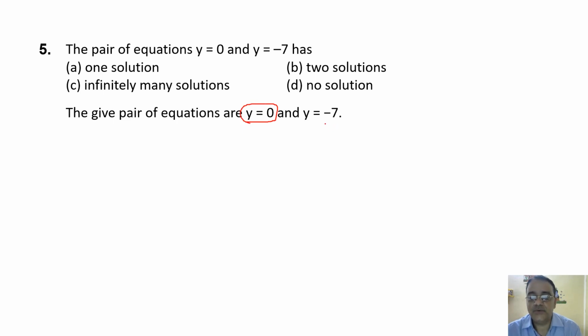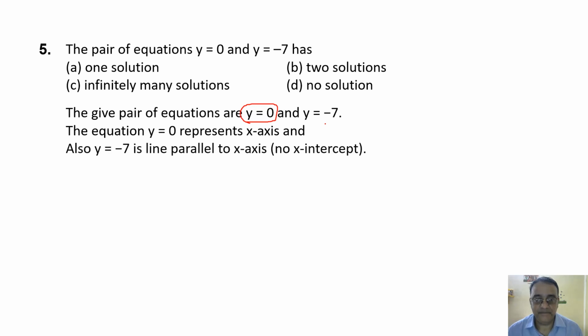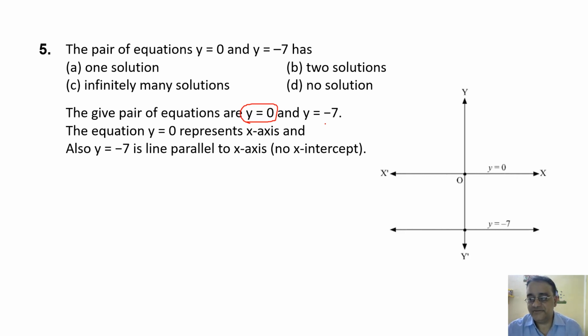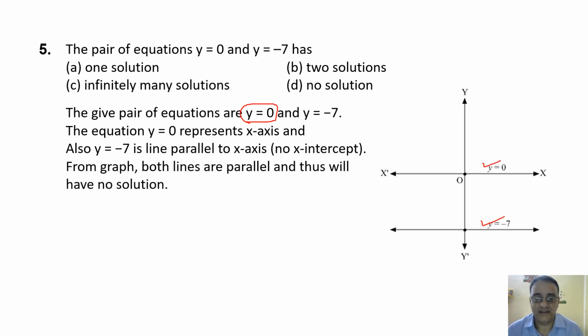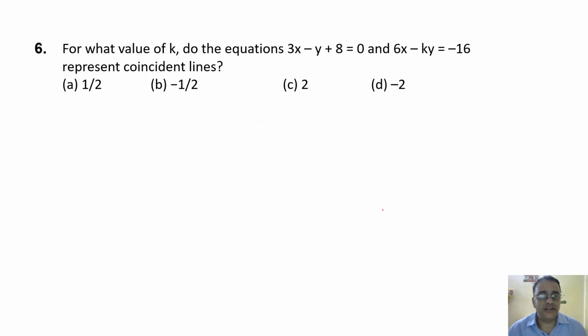Okay, and y is equal to minus 7. y is equal to minus 7 is a line parallel to the x-axis passing through minus 7. So this is the graph. Both lines are parallel. So what will be the number of solutions? No solution. So the correct option is option D. Now we are moving toward question number 6.